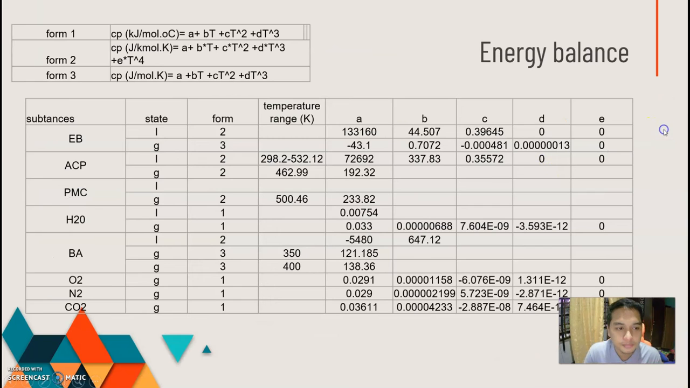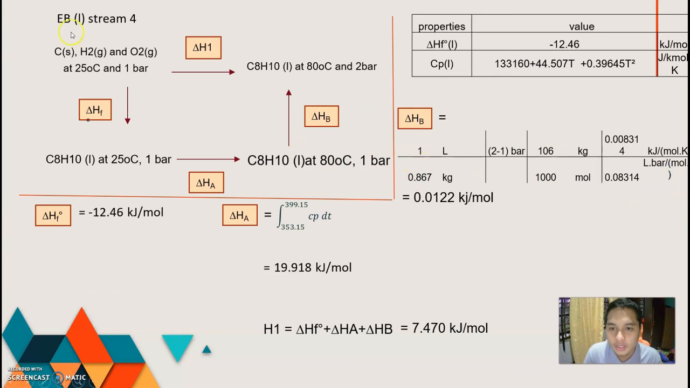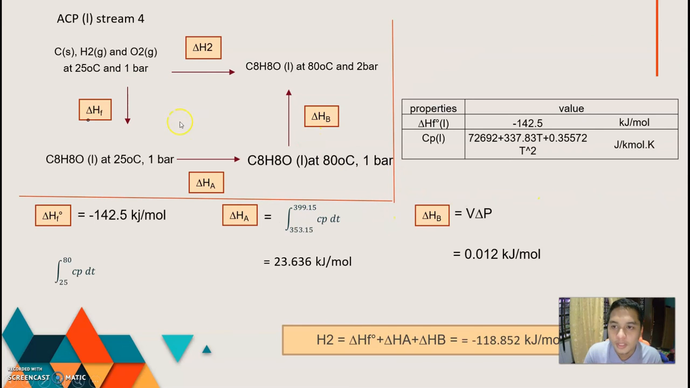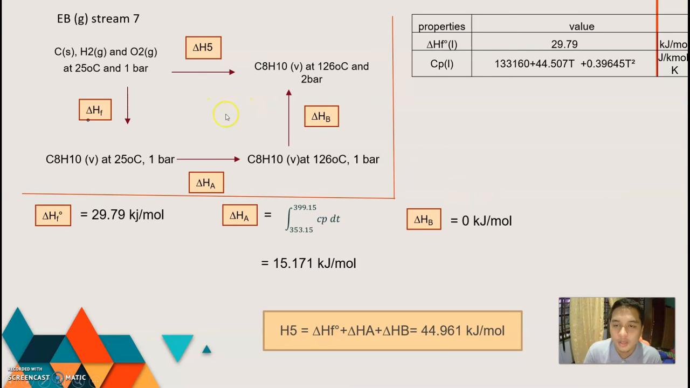Okay, for the energy balance at the oxidation reactor, this is our enthalpy table for stream 4, stream 6, and stream 7. For the CP value, we got it from this table. Okay, this is the hypopath for EB liquid at stream 4 with the heat of formation. For the information, we got it from the internet. It is followed by ACP liquid in stream 4, where we use the same method. This is our hypopath, and the same method as EB before. For the EB gas at stream 7, we use the heat of formation, and this is our hypopath.